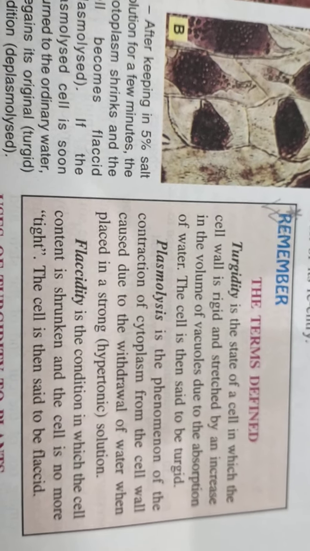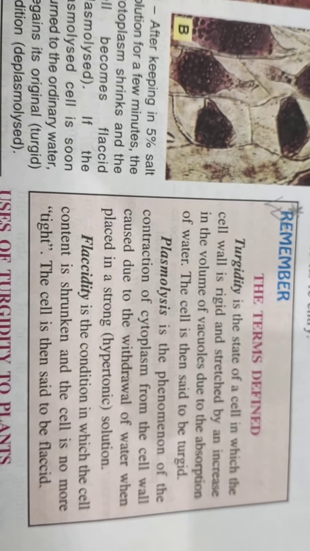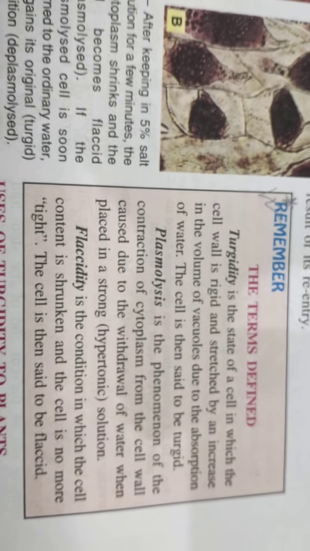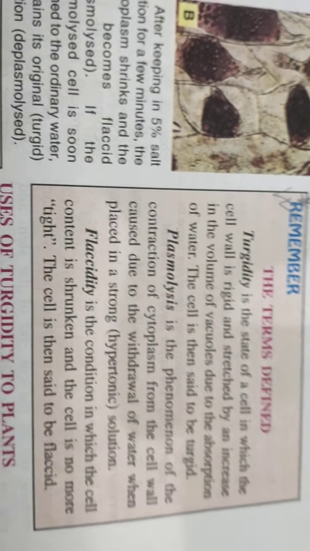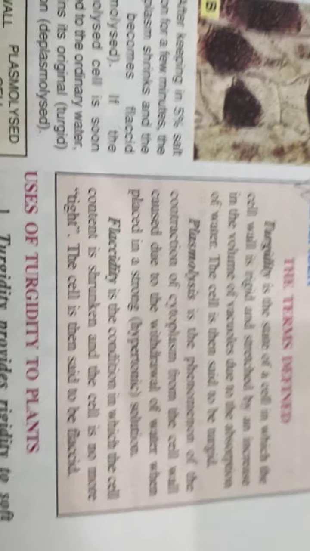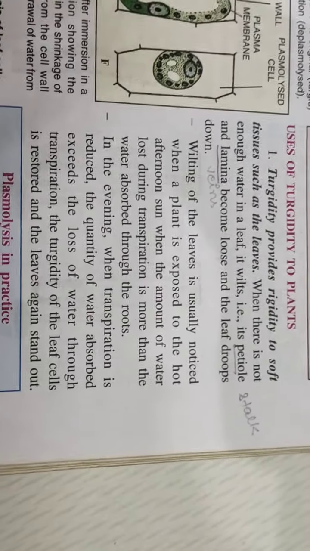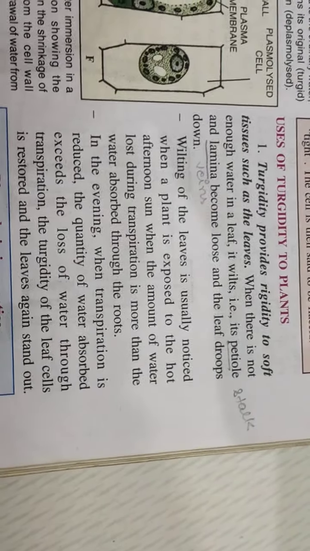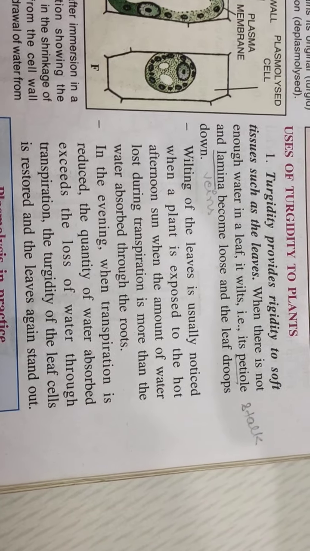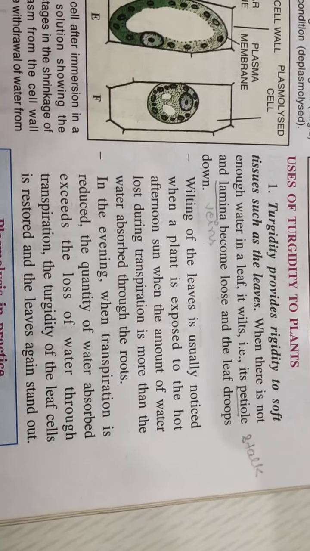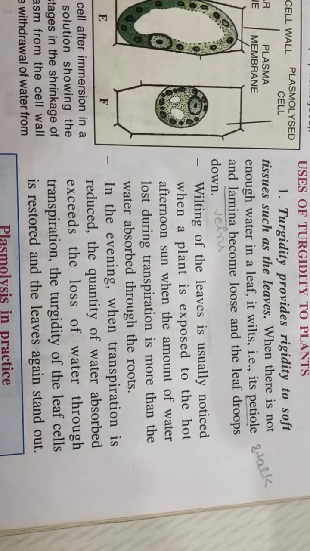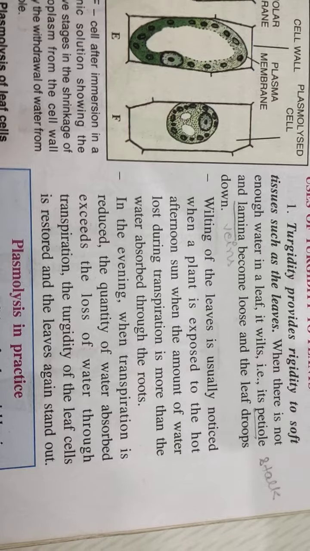We have learned turgidity and turgid. The same thing, the opposite one is flaccidity or flaccid. And turgidity we have already read about. Now, uses of turgidity to plants. Turgidity provides rigidity to soft tissues such as the leaves. That we know because it is important for the mechanical support and the stiffness of the plant, right?